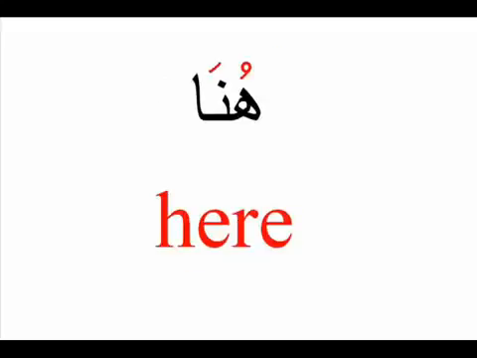Anna Aydan. The other word is the word Huna. Huna is used to say here. For example, if you want to say I'm here, just say Anna Huna. Anna, I'm; Huna, here. Anna Huna.